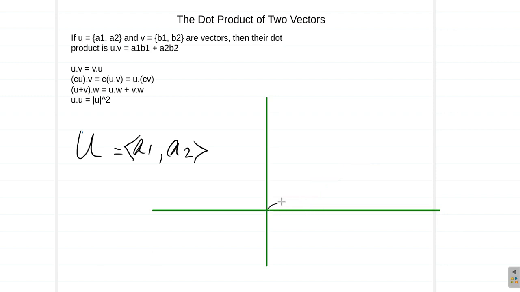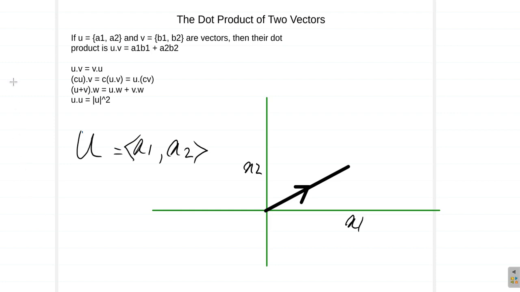Let me redraw it. This is your vector. And the end point is over a1 and up a2. It could be below the x-axis. For example, if you had 0, 1, 2, 3, and this went up to, say, 6, the vector would be 3, 6. Right? A1 just represents the x and a2, the y.